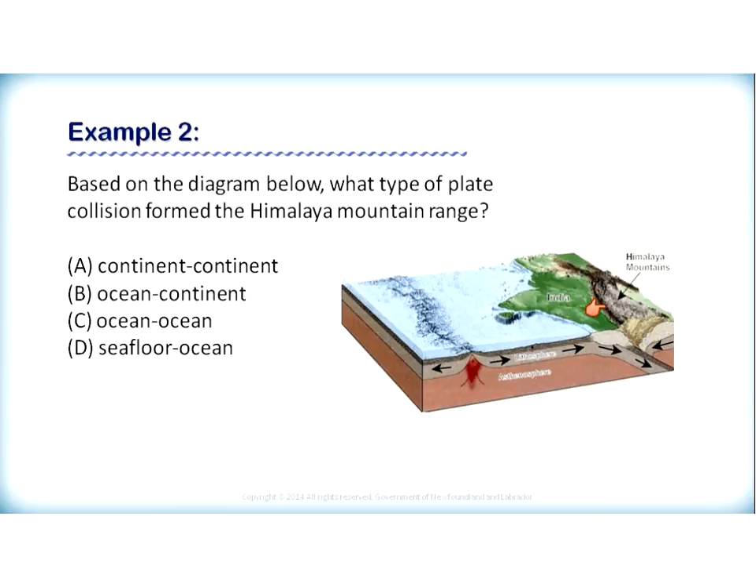These folded, deformed mountains would form very high mountains, as you see in the Himalayan mountains today, on the southern part of Asia. So the answer to this question would be A, continent-continent collisions would be responsible for forming the Himalayan mountains.